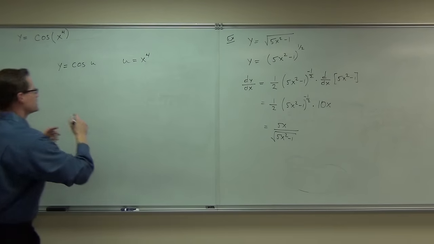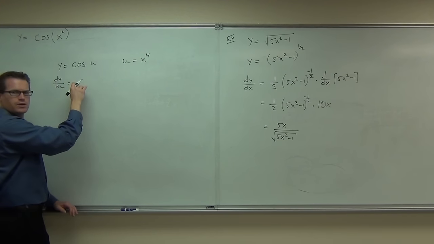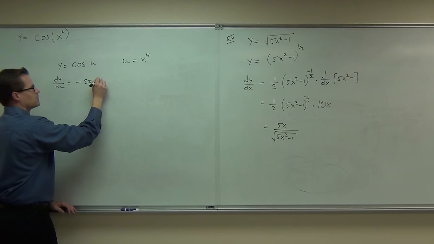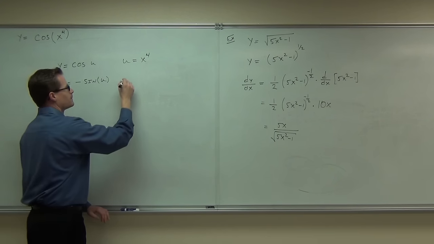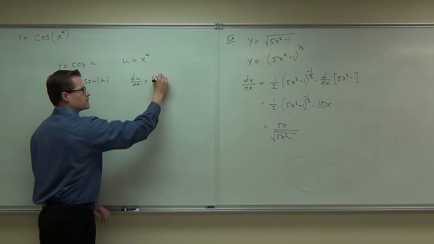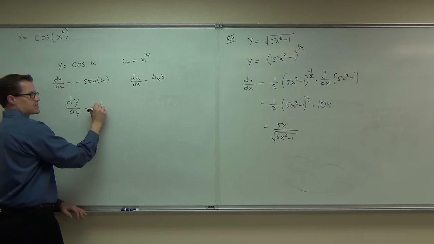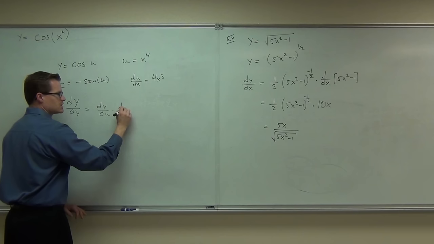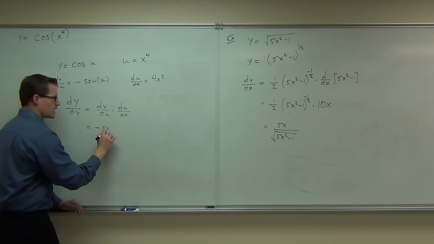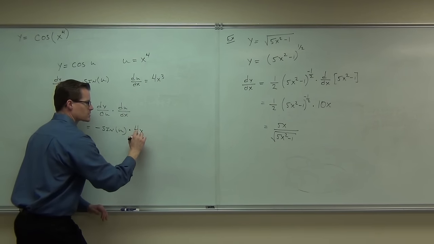Well, if we find our dy/du, what's dy/du here, ladies and gentlemen? We just talked about it. Negative sine u. And du/dx, what's du/dx? 4x cubed. And we knew that dy/dx is dy/du times du/dx. This is negative sine u, because that's dy/du, times du/dx, which is 4x cubed.